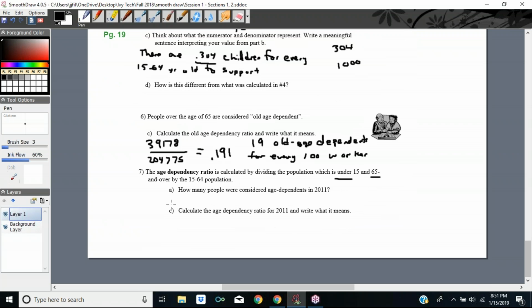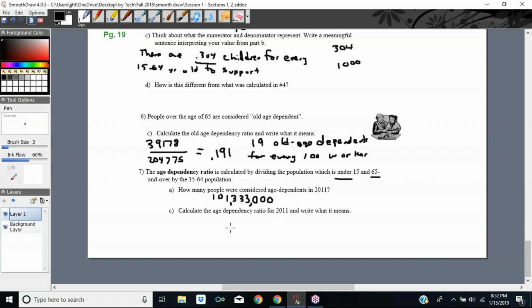101,333. Okay. So how many people were age dependents? Now this question, you need to answer this one correctly. 101,333 is not the answer to part A. It's close. How many people were considered age dependents in 2011? It's not 101,333. It's 101,333,000. That's the actual correct answer. Estefani, thank you so much. Awesome job. So that's how many age dependents there were.